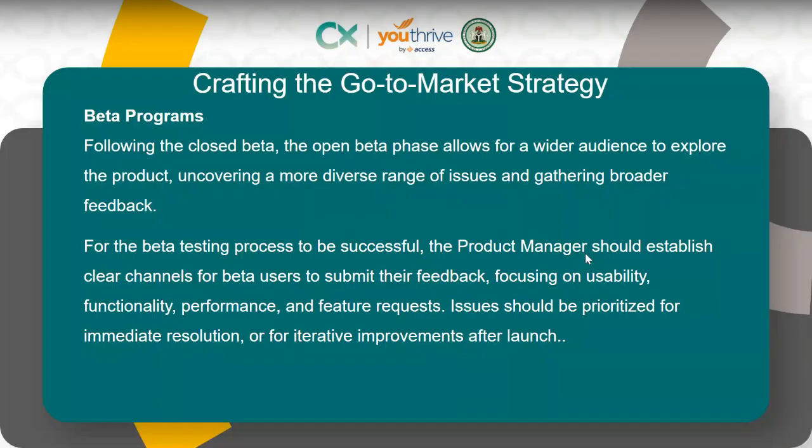All right, for beta testing to be successful, the product manager should establish clear channels for beta users to submit their feedback. So the main purpose of beta is just to be able to quickly get your feedback. And there should be a channel where people can give feedback. Have you ever noticed something? If you're using a mobile app, the way apps are built nowadays, if you get a bug, you get a bug, right?